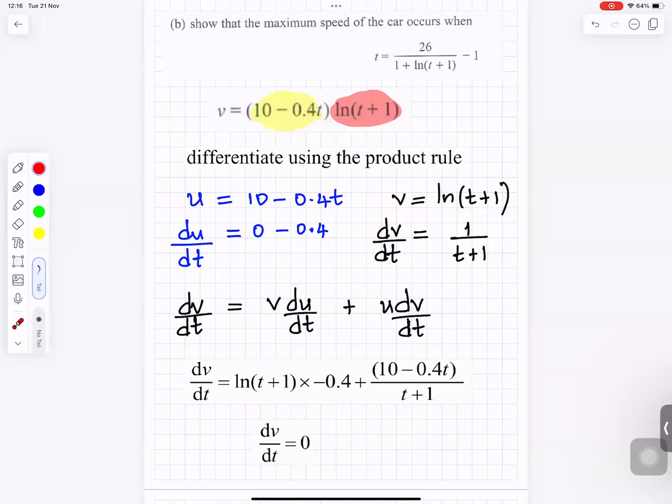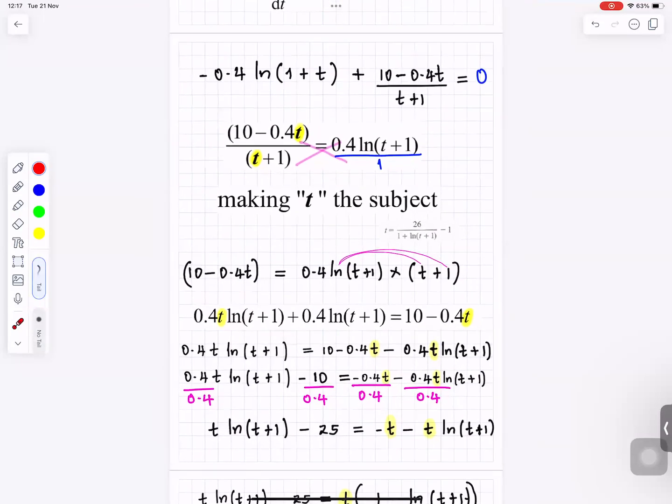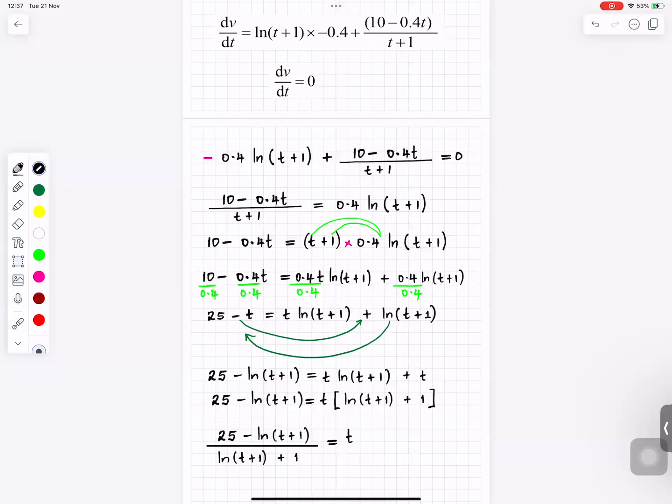So now we write down the product rule and sub in the details. So we have v is ln(t plus 1), du is minus 0.4, u is that, and dv is 1 over t plus 1. So we make dv over dt equal to 0. So we want to put that equal to 0 and start to rearrange it. So after we differentiate, we make it equal to 0.